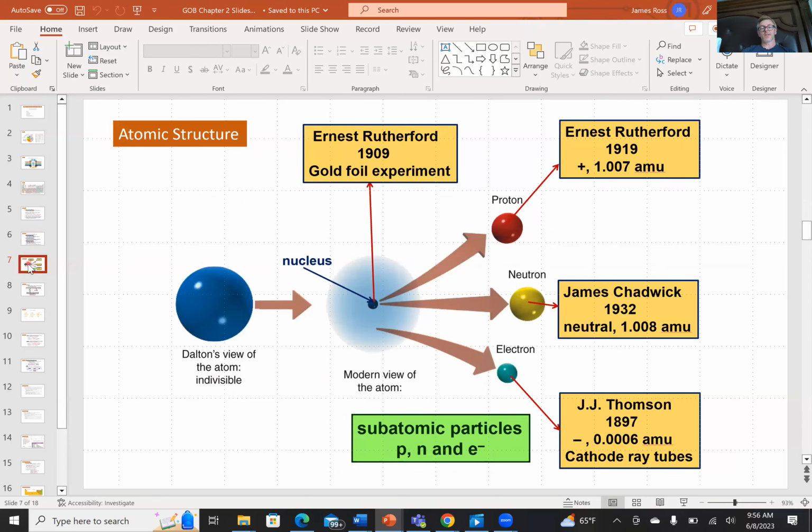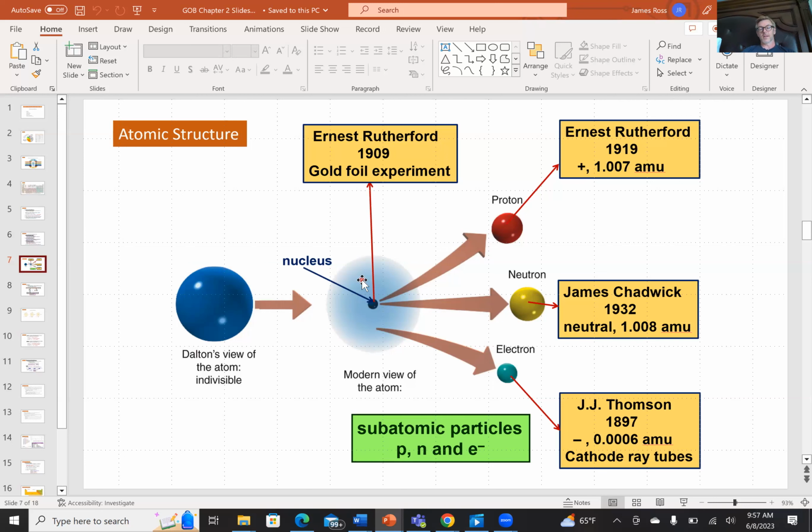Atomic structure. So there are several models of the atom, but essentially the models that we'll look at in these slides are going from Dalton's featureless sphere to a sphere with a feature in the middle called a nucleus. So in the early part of the 20th century, Ernest Rutherford, who was a New Zealand scientist working in England, discovered by conducting the gold foil experiment, where he essentially shot alpha particles at a thin layer of gold foil.